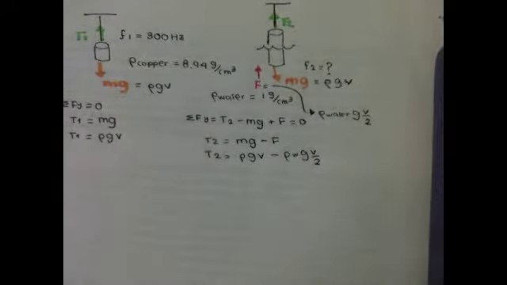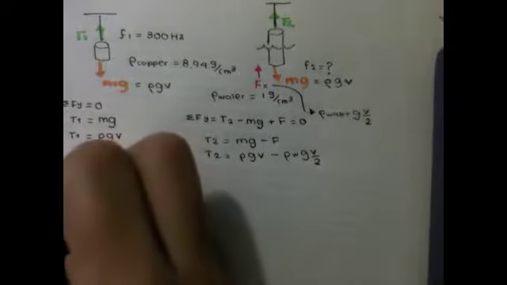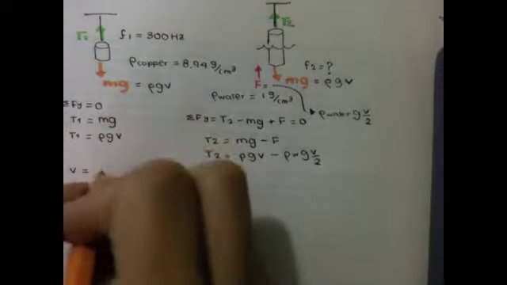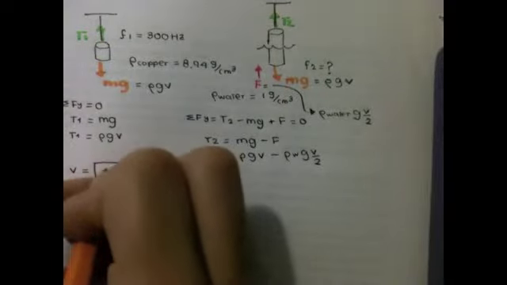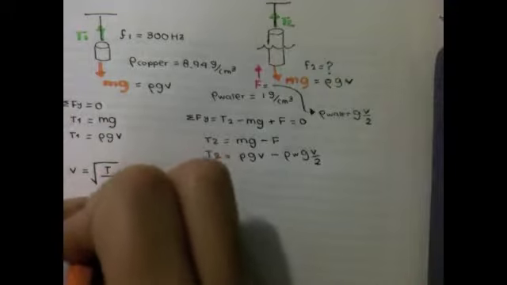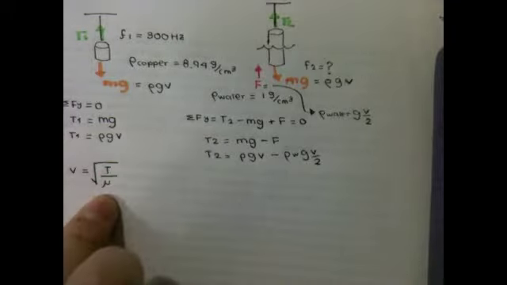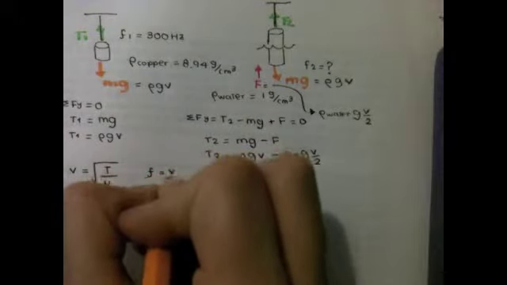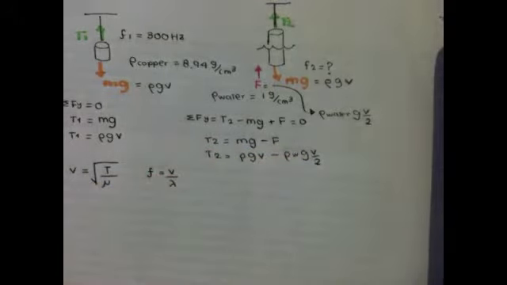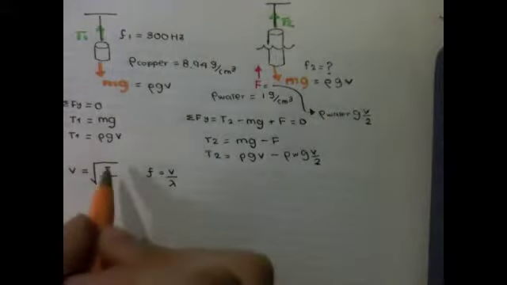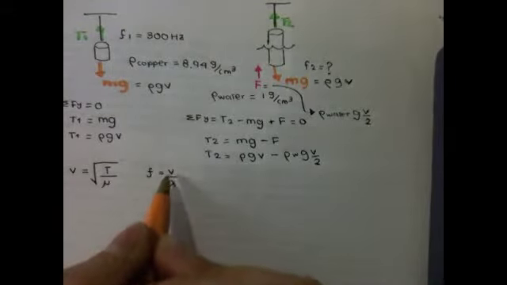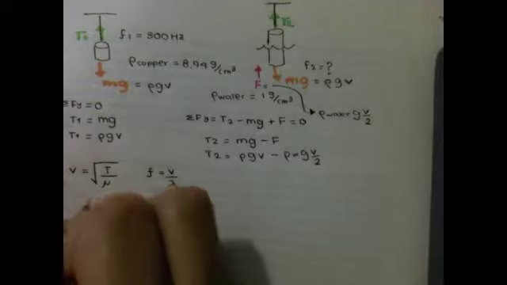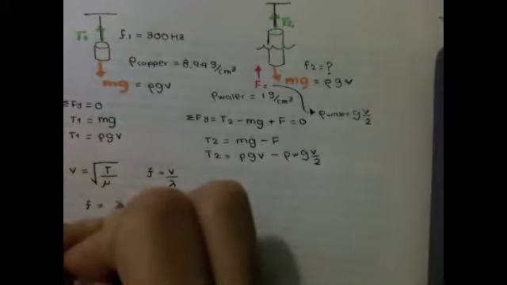Now we see our formulary, and we know that the velocity is the square root of the tension force over mu, and that frequency is equal to velocity over the wavelength. We substitute the velocity in this formula and we get this.